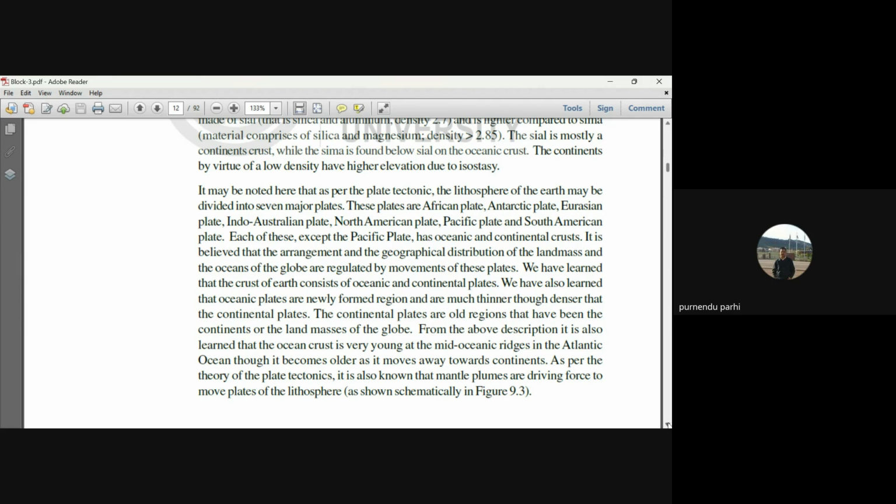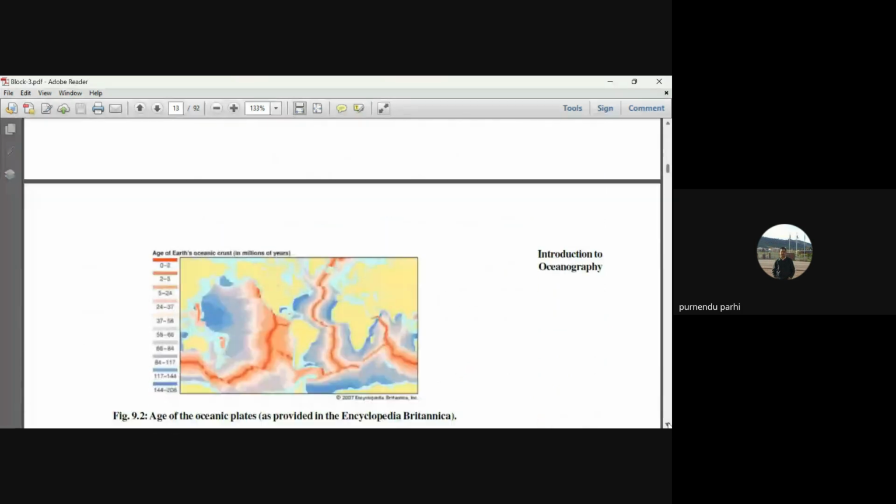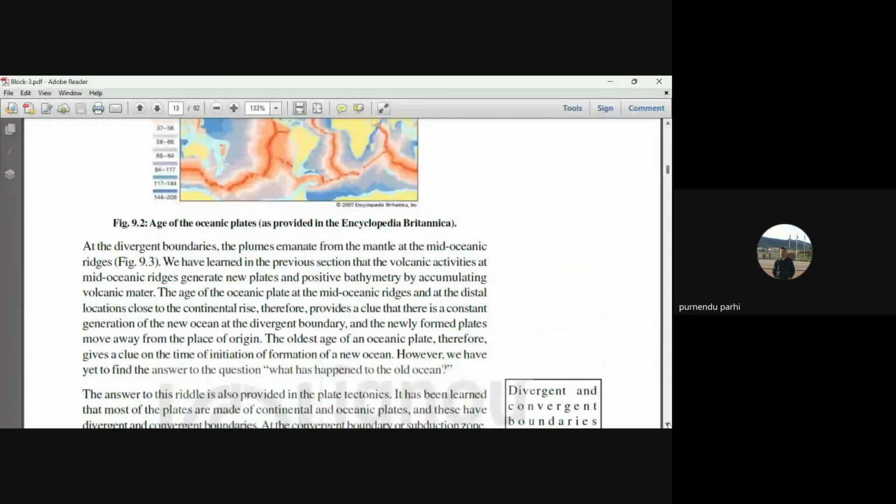As per the theory of plate tectonics, it is also known that mantle plumes are the driving force to move the plates of the lithosphere. At the divergent boundaries, the plumes emanate from the mantle at the mid-oceanic ridge. We have learned in the previous section that the volcanic activities at the mid-oceanic ridge generate new plate and positive bathymetry by accumulating volcanic matter.